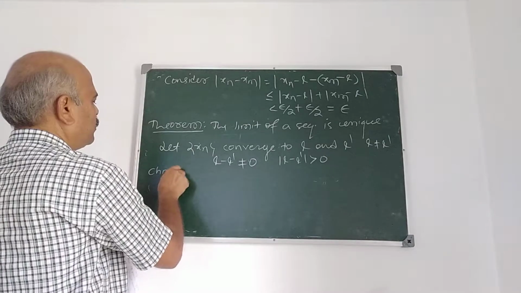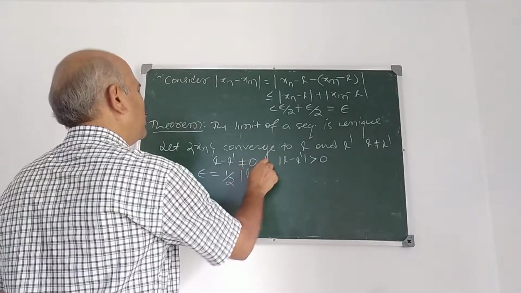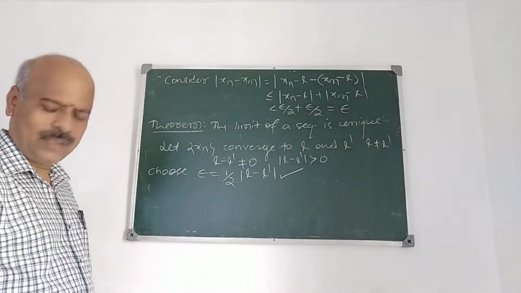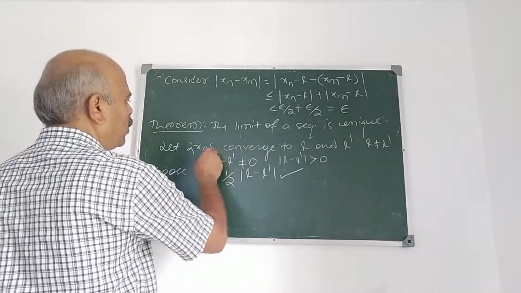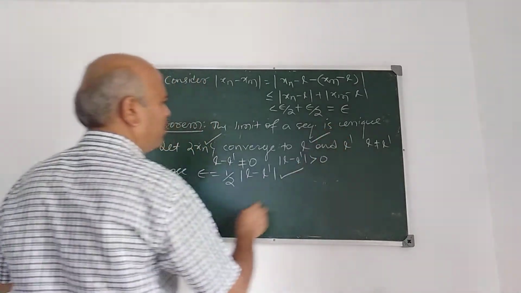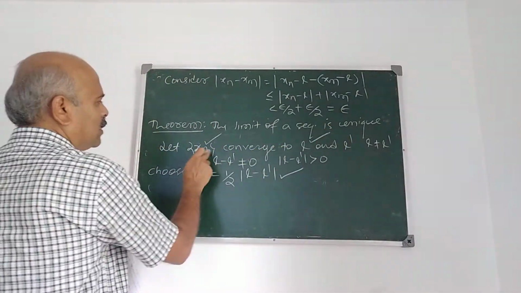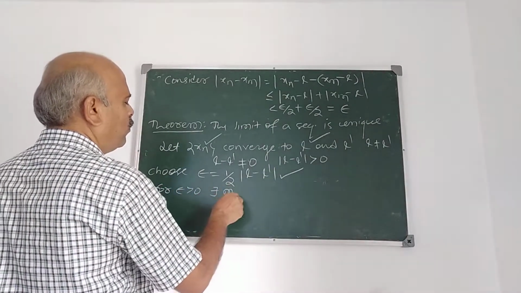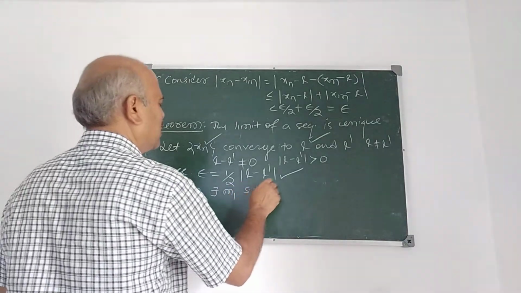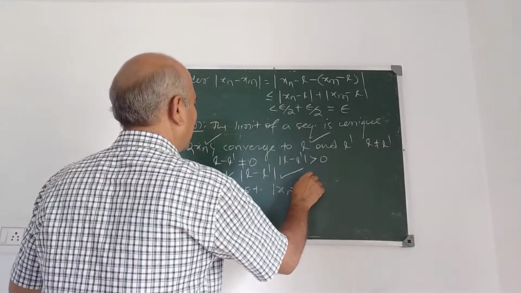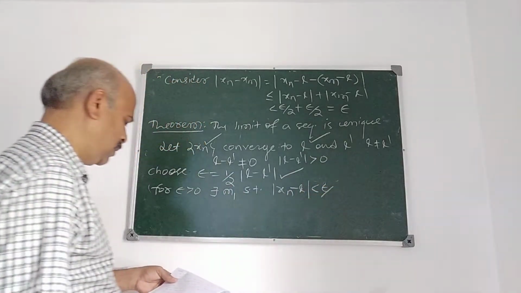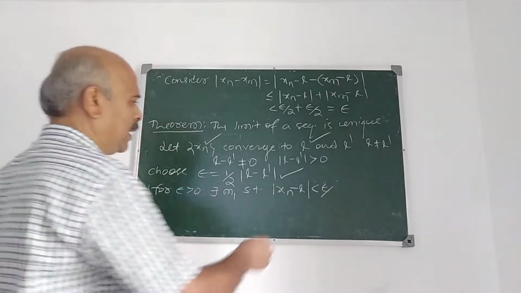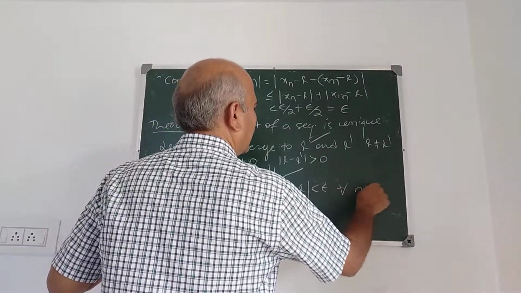Now we choose epsilon equal to half into mod L minus L dash. This is an important step. Now, xn converges to L. When do you say that xn converges to L? Since xn converges to L, for epsilon greater than 0, there exists m1 positive integer such that mod xn minus L is less than epsilon for all n greater than or equal to m1.